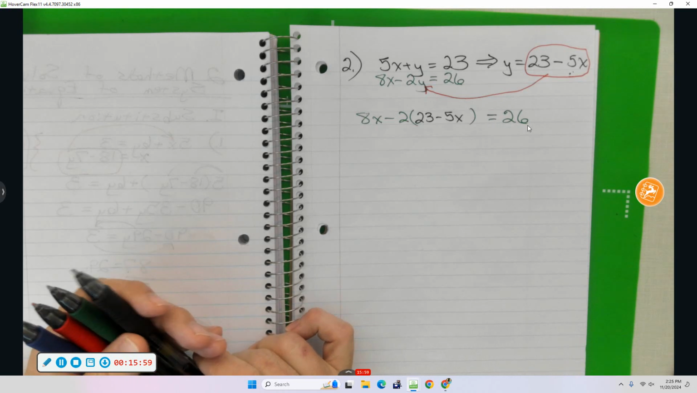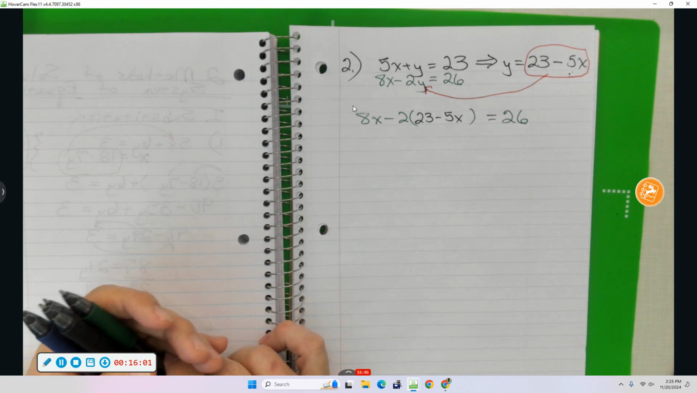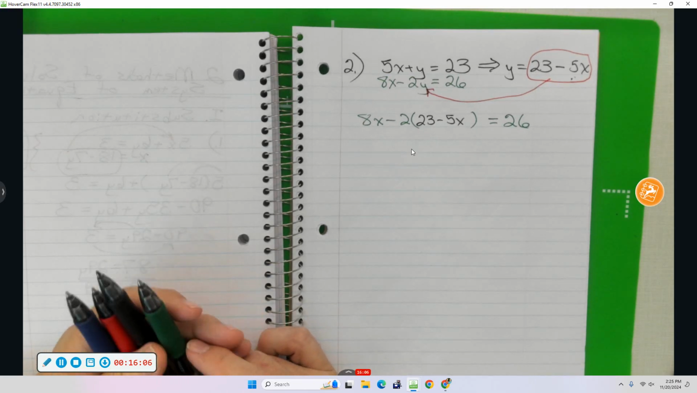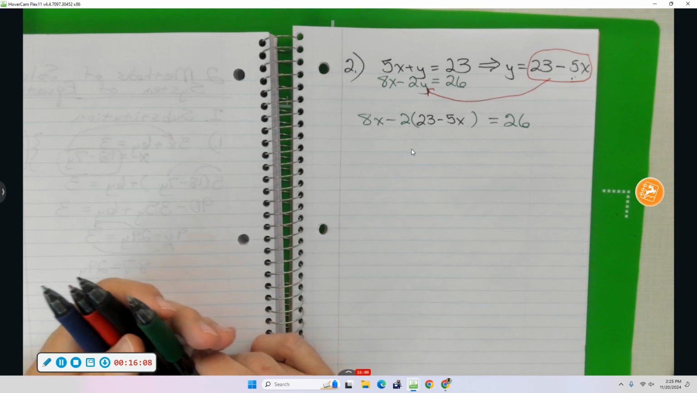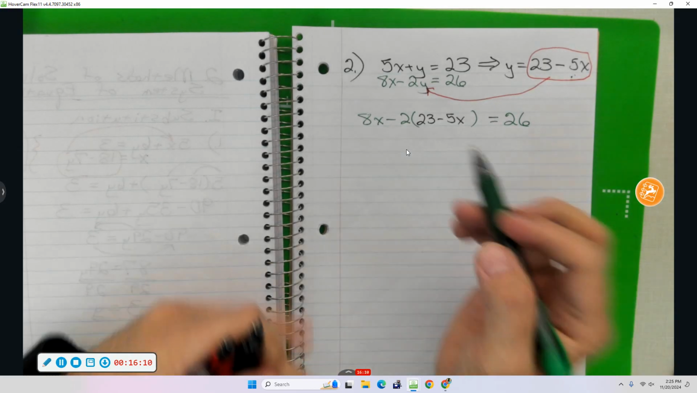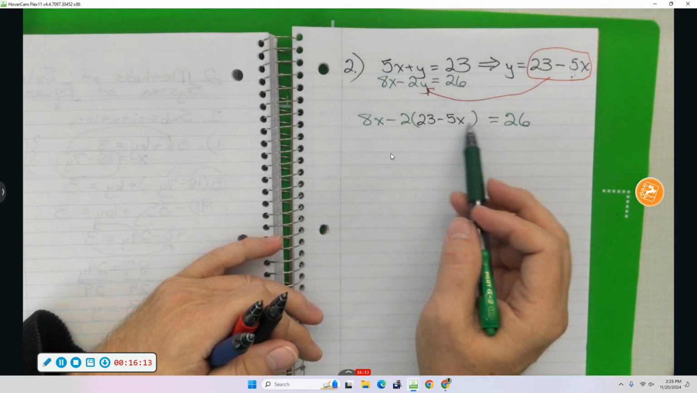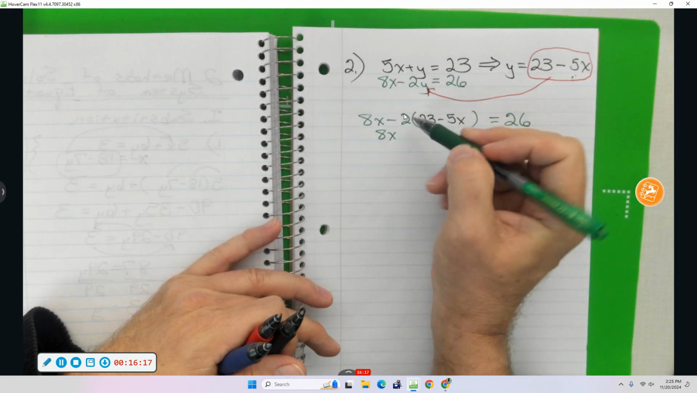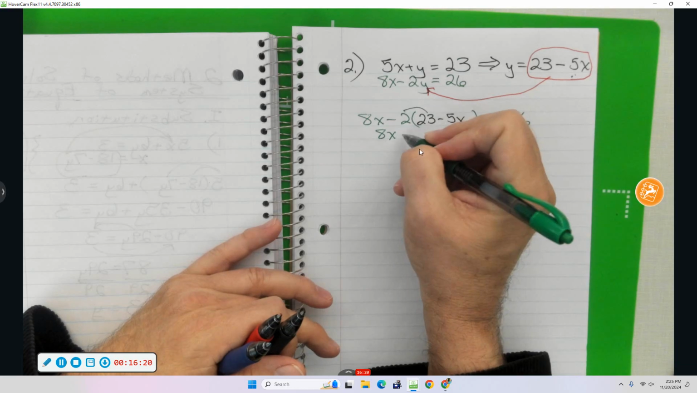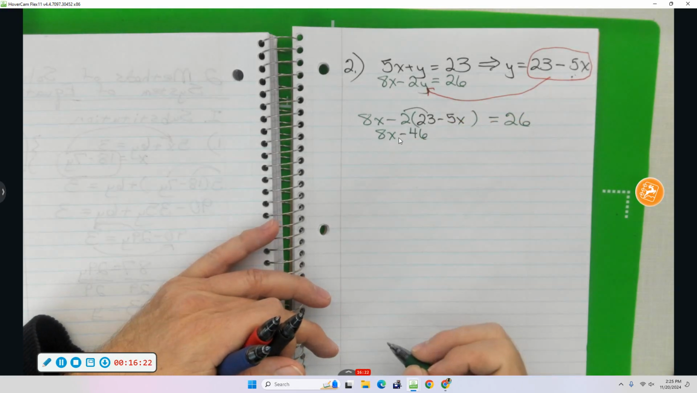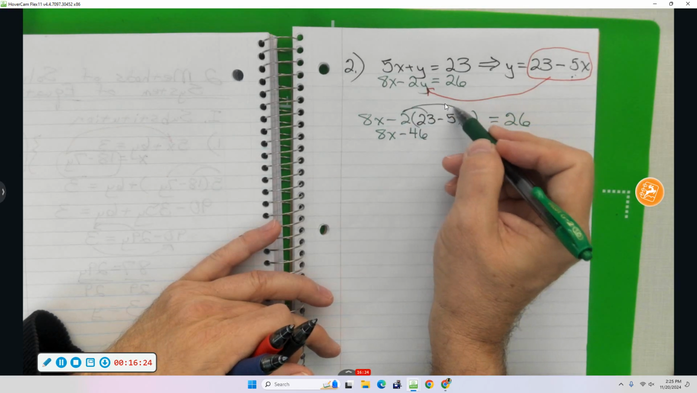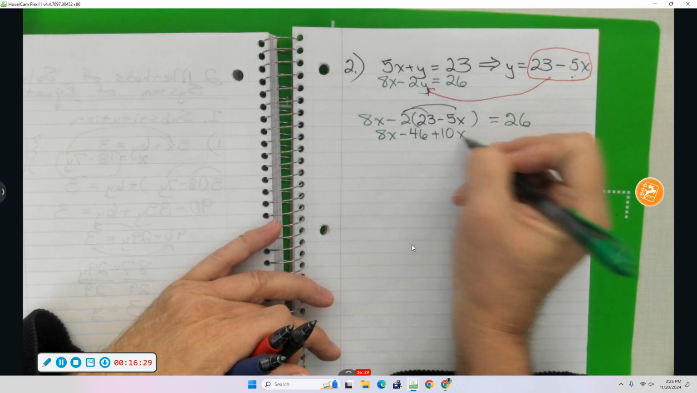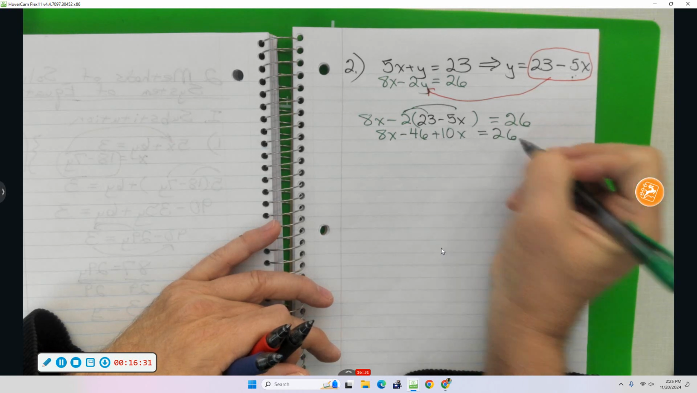Linear equation. Get rid of the parentheses, combine like terms, get the x on one side, isolated, and a number on the other. I think we need to distribute that -2, so we have 8x. -2 times 23 is a minus 46. -2 times a -5x gives me a plus 10x equals 26.